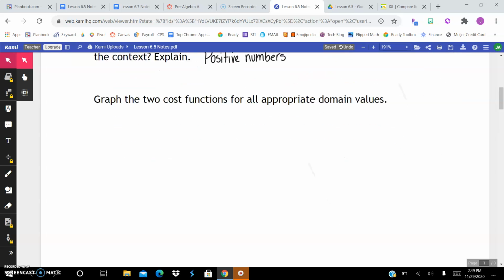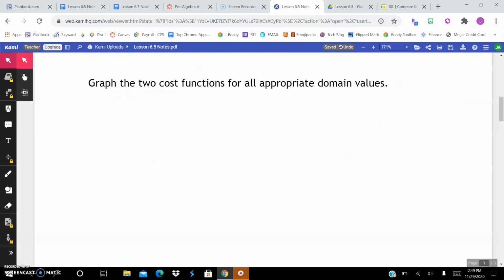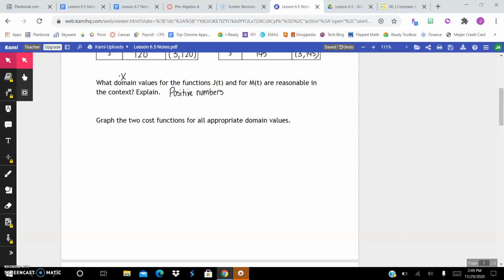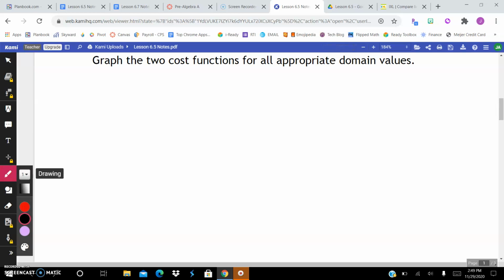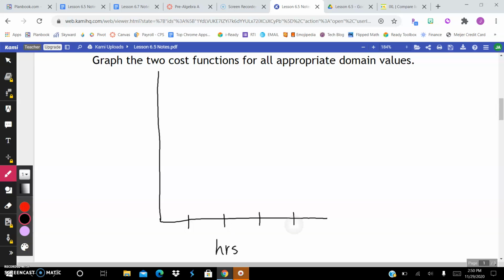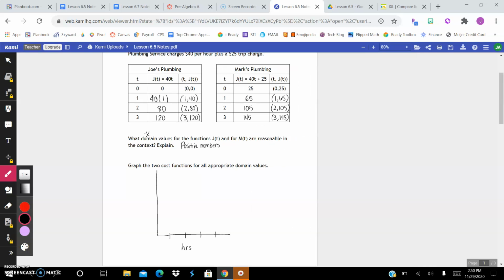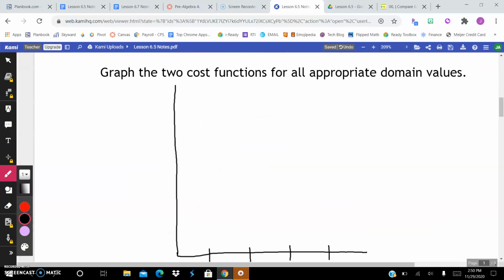All right, and then for the next part, we have to graph these for all appropriate domains. So that just means we're not going to graph any negatives. So we're going to have just the first quadrant for our graph. The x, or the t in this case, is hours. So 1, 2, 3, 4. And then looking at our y values, or the output of our ordered pairs, we have to go up to 145. Because I only have a small amount of space, I'm going to try and go by 25s.